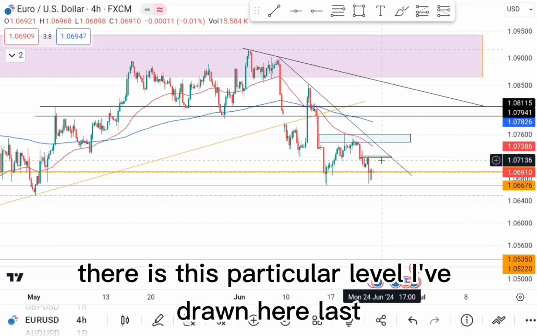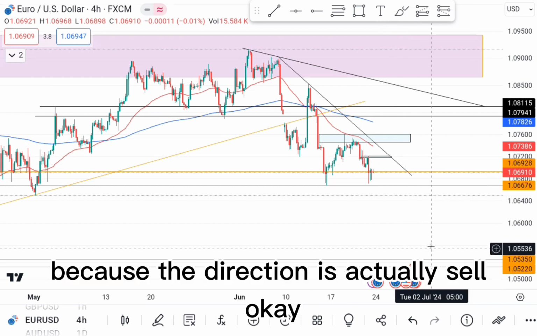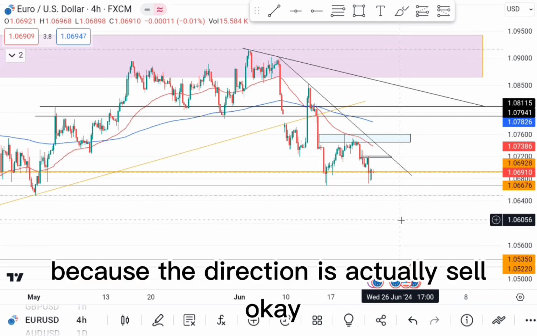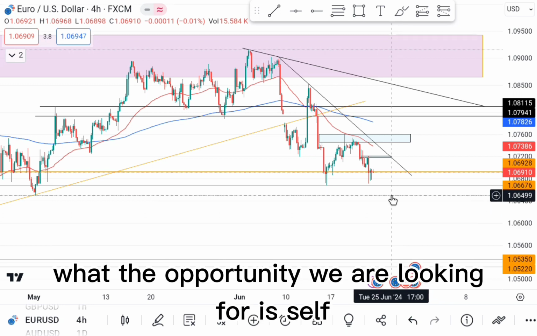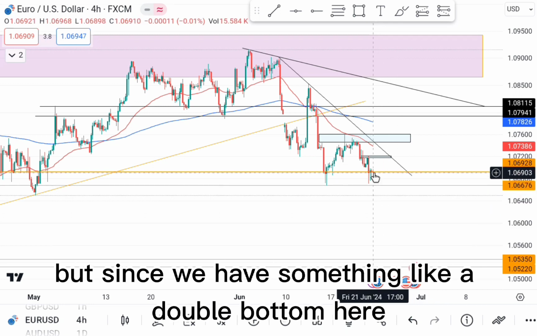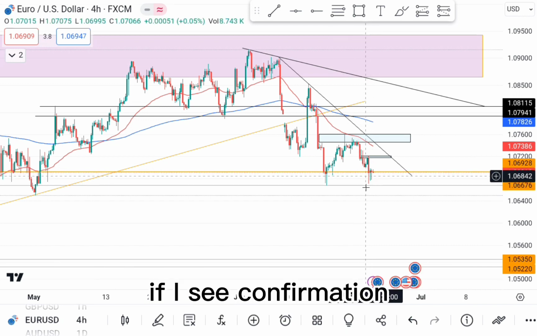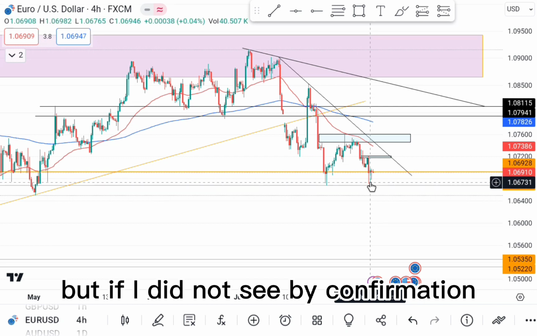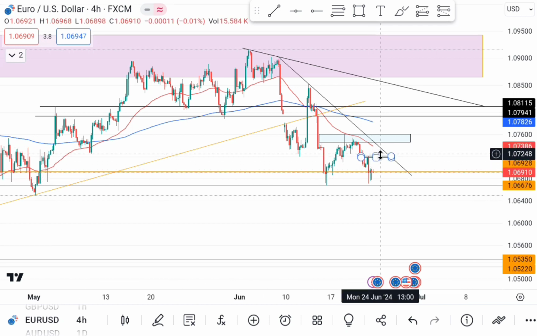There is also this particular level I've drawn here. If I see a confirmation to sell here, then I will sell from here, because the direction is actually sell. The opportunity we are looking for is sell. But since we have something like a double bottom here, that is why I'm just considering the buy if I see confirmation. If I do not see buy confirmation, even if it's buying, I will not buy it. I will let the buy run.